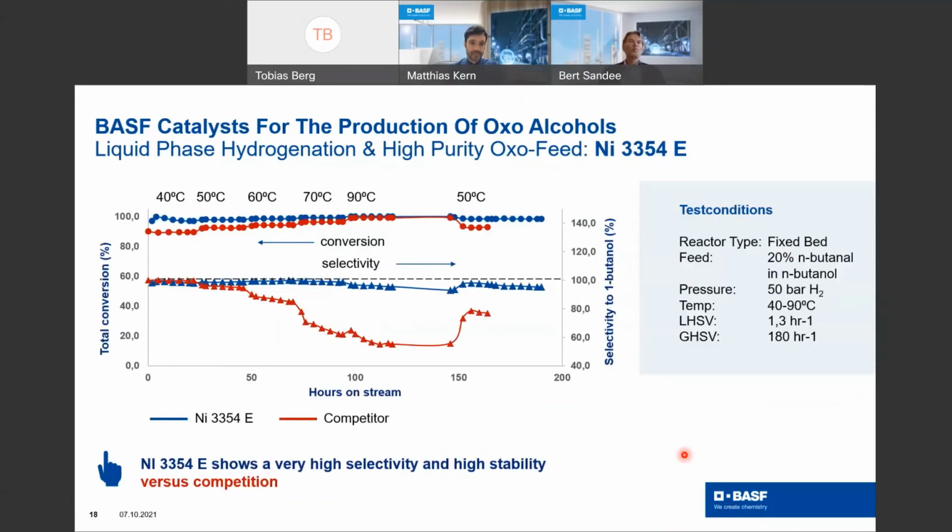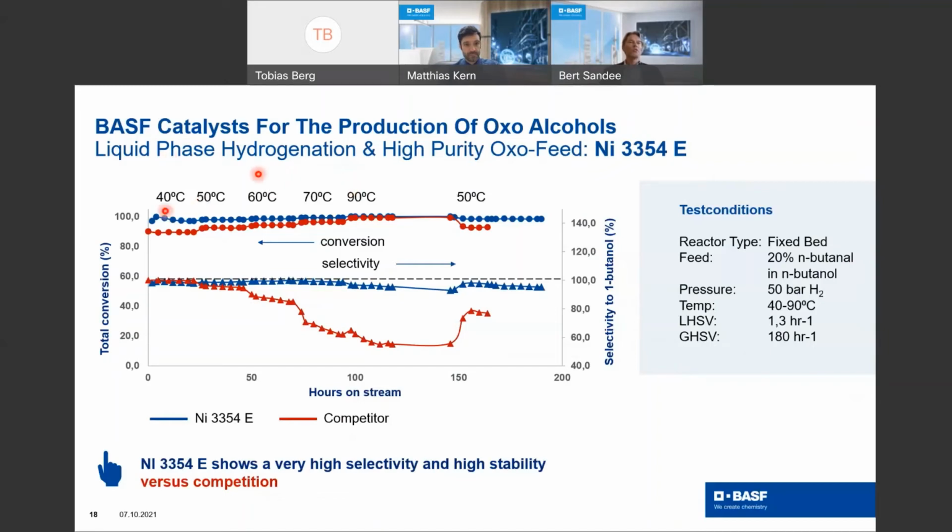So this is a lab test where we are comparing our 3354 with a well-known competitor catalyst for this chemistry. And what we have been doing is we make a very small fixed bed catalyst in the lab, and we feed that with 20% butanol and butanol at 50 bars of hydrogen. The operating window we know is between 40 and 90 degrees, and we wanted to scan that operating window within a time frame of 200 hours, which means that you have to do this artificially, and we did that by taking 10-degree steps at a time.